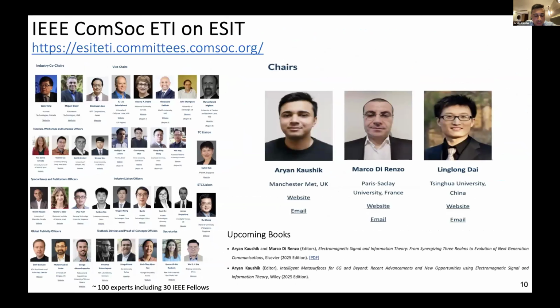In this framework, recently we have also come up with a group, this initiative, which is called the Electromagnetic Signal Information Theory ETI group, the Emerging Technology Initiative under IEEE ComSoc. It is being chaired by myself, Marco, and also Ling Long, and many of our colleagues who are a big part of our team. There are about 100 experts from all the fields. The idea was to have experts from different subfields: people from antenna theory, electromagnetic wave theory, information theory and signal processing as well. All these people bring their expertise to take the technology forward.